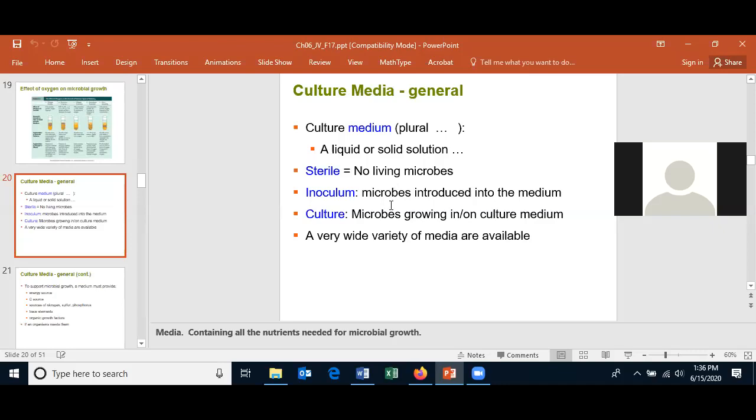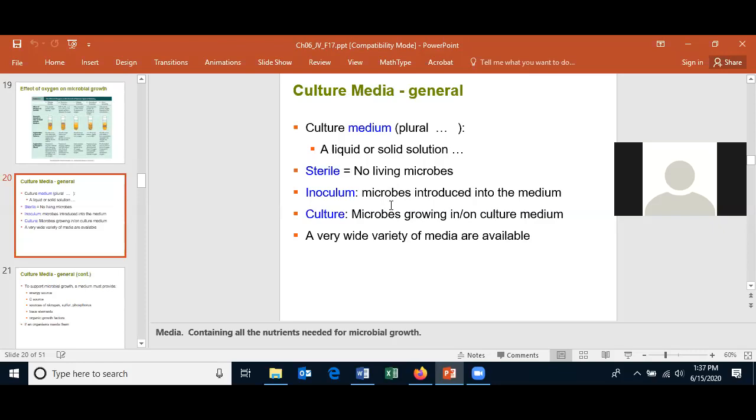The inoculum are the microbes that you introduce into a medium. The culture is what we say is growing in the media once you've inoculated it. Like the microorganisms growing in a test tube, that would be the culture.